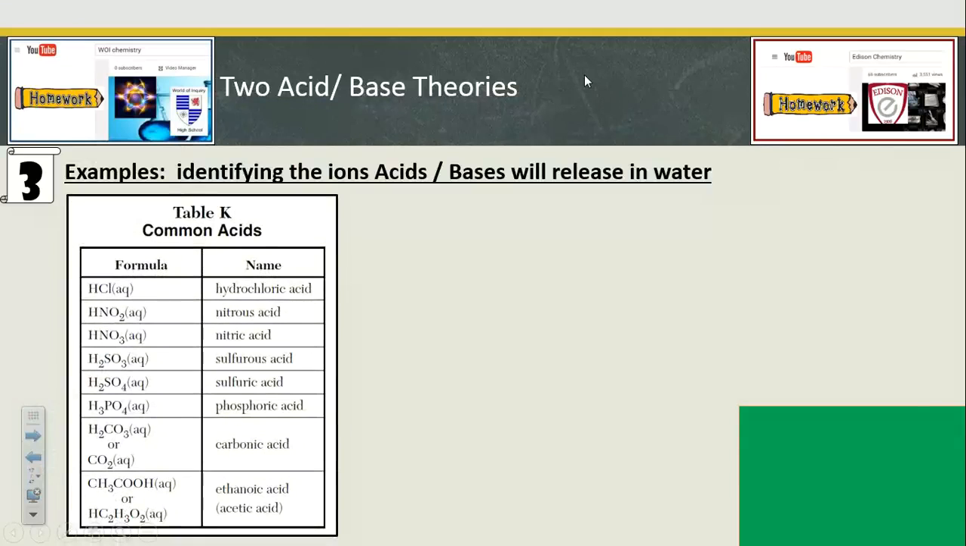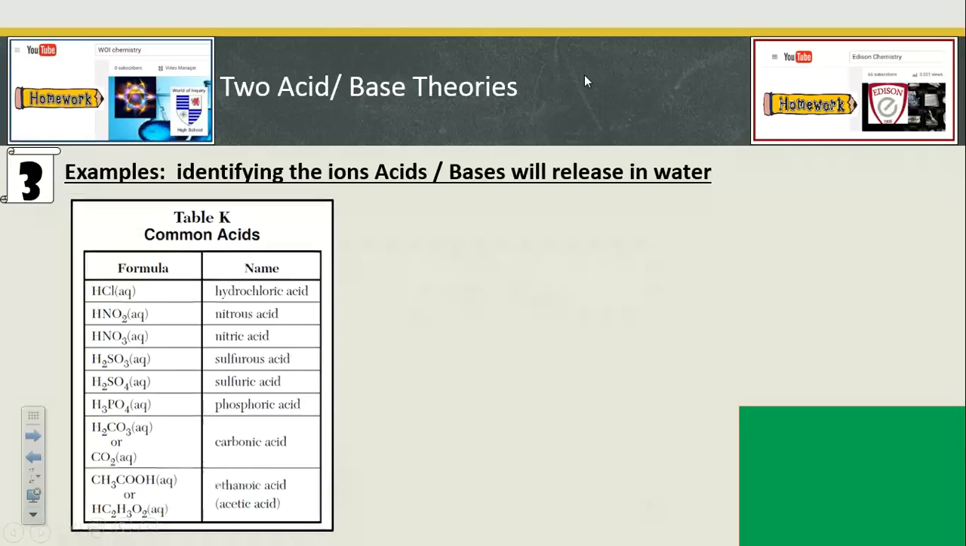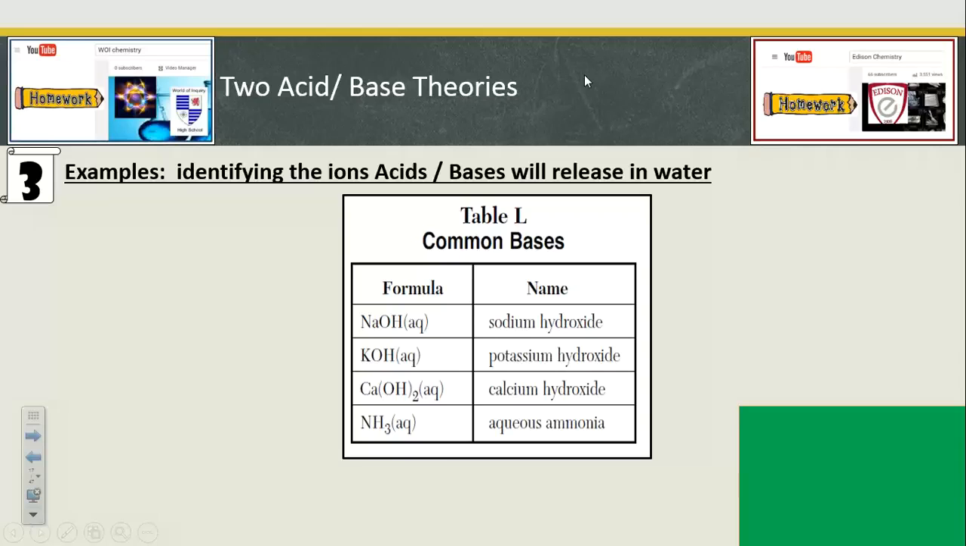Examples: common acids, check them out. These all react with water to produce hydronium ions in solution. And these all react with water to produce hydroxide ions in solution. We don't hit up any other acids aside from the ones that are in the reference table. So pay attention to your common acids and common bases.